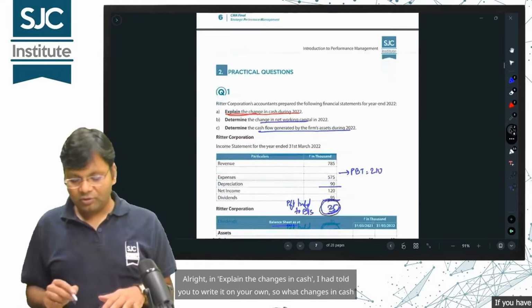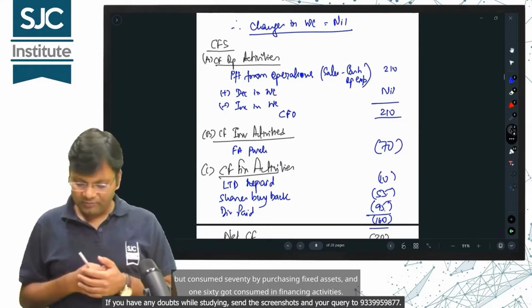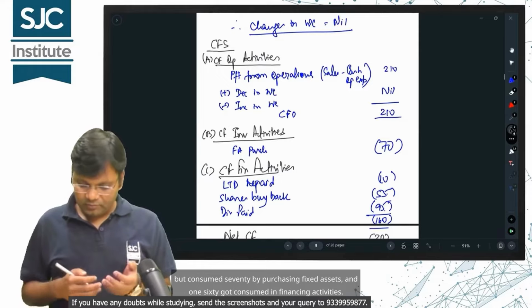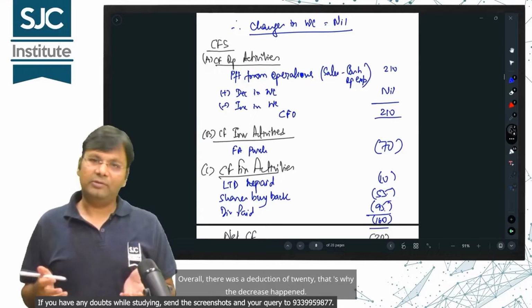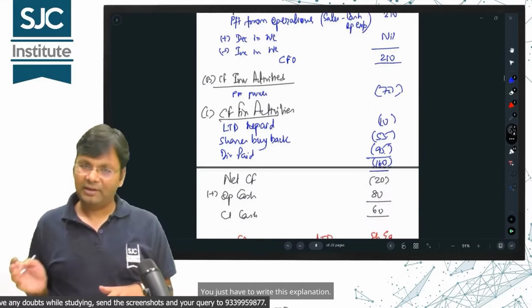Let me say it once again, our cash became 80-60, it decreased by 20. This first line explains the reason for that decrease. We generated 210 from operating activities but consumed 70 by purchasing fixed assets and 160 got consumed in financing activities. Overall, there was a deduction of 20, that's why the decrease happened. You just have to write this explanation.